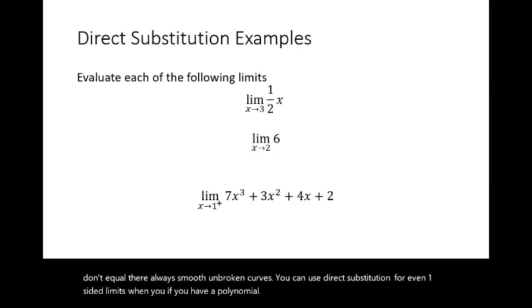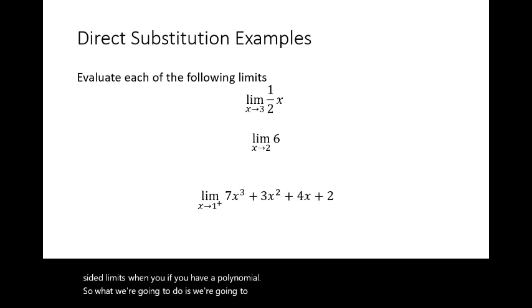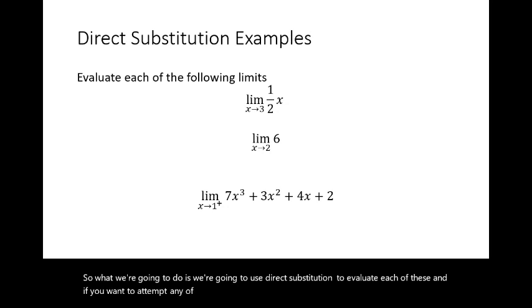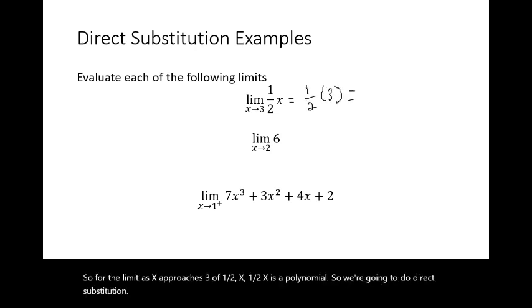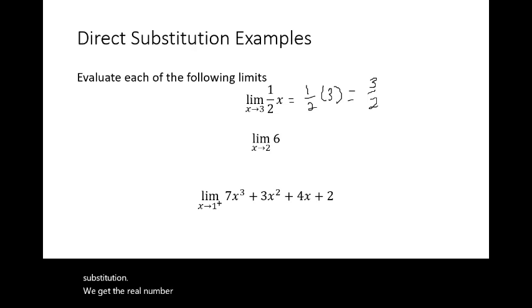So what we're going to do is we're going to use direct substitution to evaluate each of these. And if you want to attempt any of these before I start them, just please pause the video right now and resume when you are done working. So for the limit as x approaches 3 of 1/2 x, 1/2 x is a polynomial, so we are going to do direct substitution. We get the real number 3/2. So because we did direct substitution and got a real number, that is our limit.